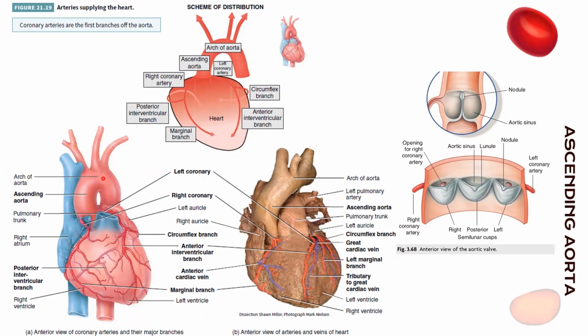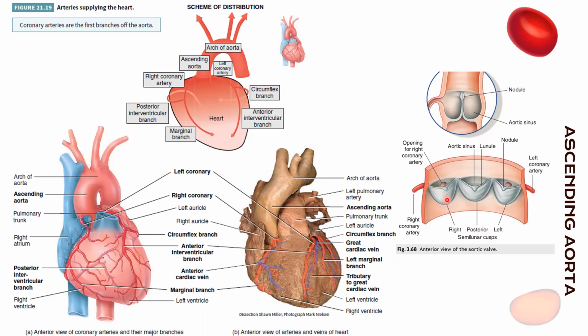I want you to remember the mnemonic ABCS. A is the arch of the aorta, B is the brachiocephalic artery, C is the left common carotid artery, and S is the left subclavian artery. The right common carotid artery and the right subclavian artery arise from the brachiocephalic artery.